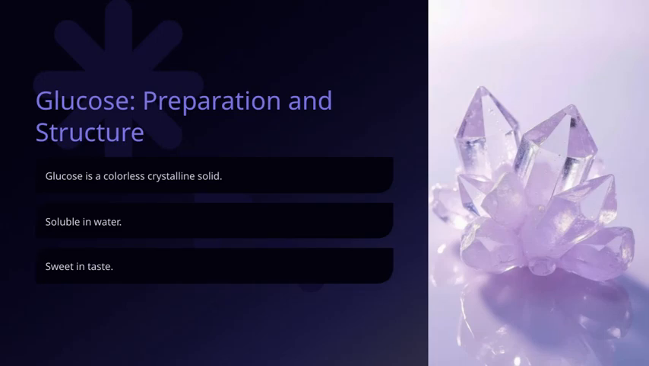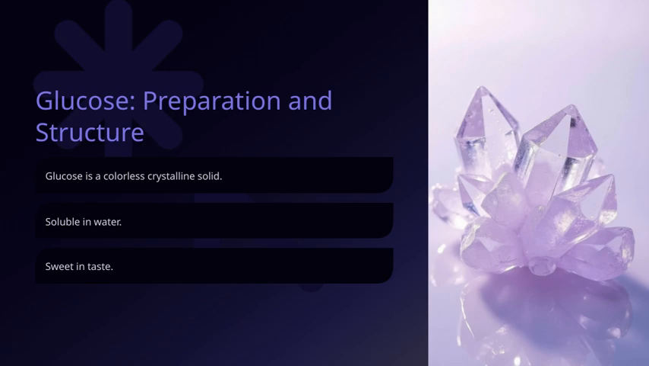Today, let's talk about glucose and its key properties. First, glucose has a sweet taste, which makes it easily recognizable and appealing in many food products. It's also soluble in water, meaning it dissolves readily, making it very useful in various biological and industrial processes. When you look at glucose in a laboratory setting, you'll see that it appears as a colorless crystalline solid, which is quite characteristic of many simple sugars. Understanding these basic properties helps us grasp how glucose functions both biologically and commercially.